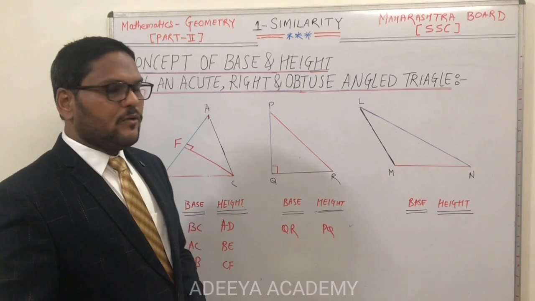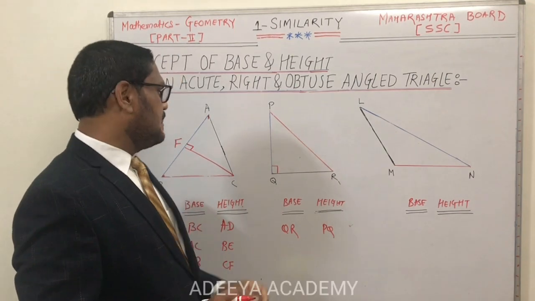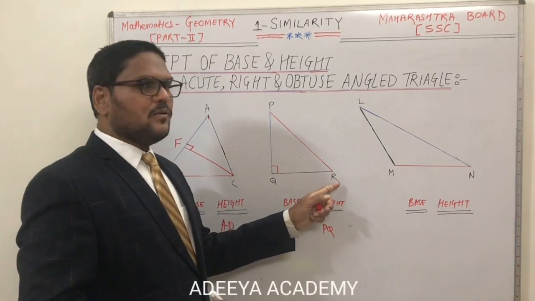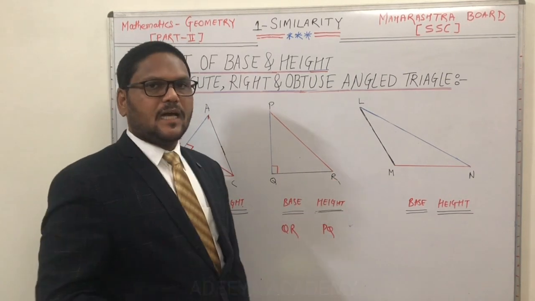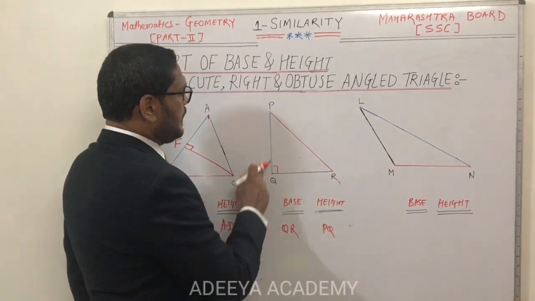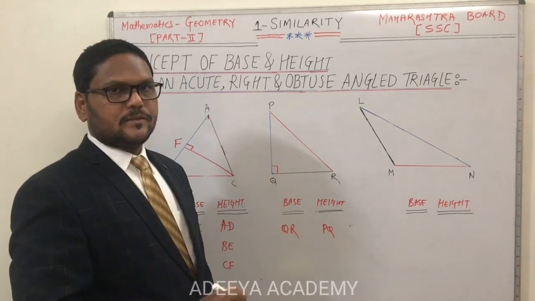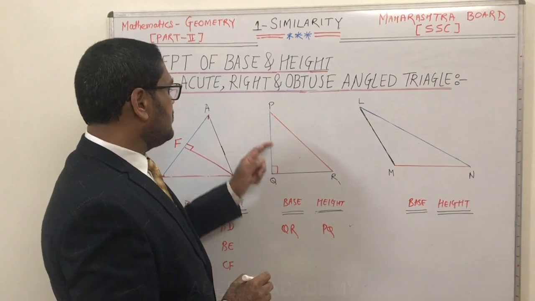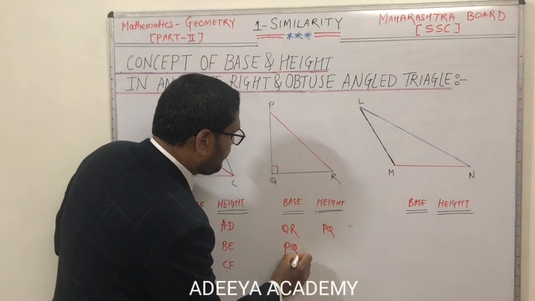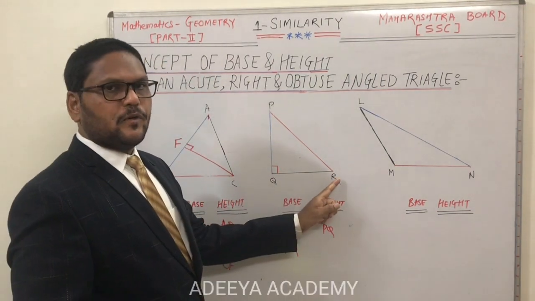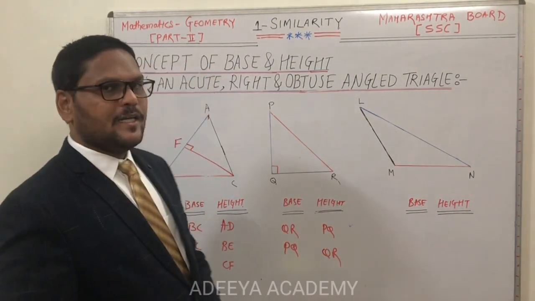Okay, if we consider PQ as a base, then its height will be dropped from its opposite vertex, that is vertex R, to side PQ. But there is already a perpendicular. So we know that PQ is a base and its corresponding height is QR.